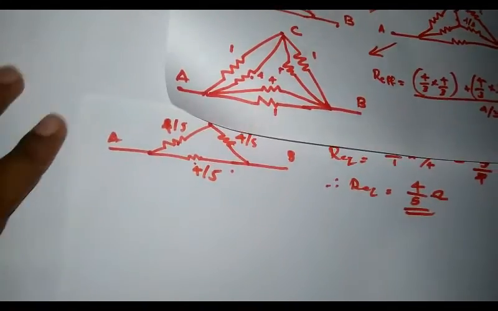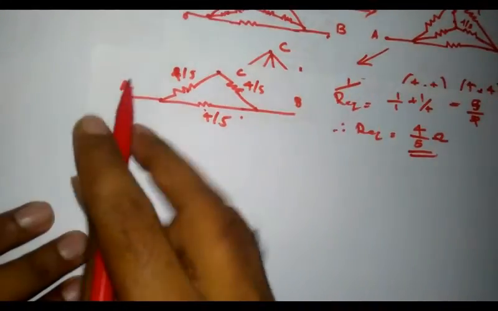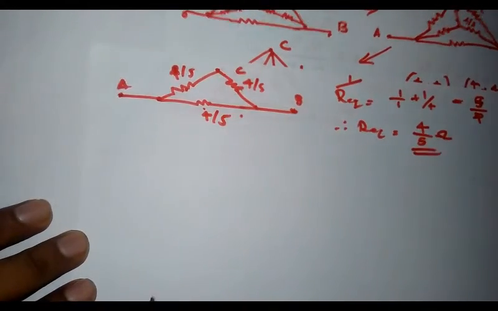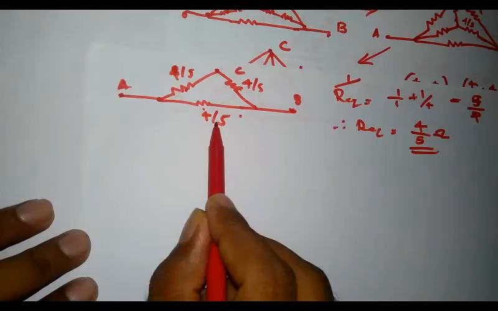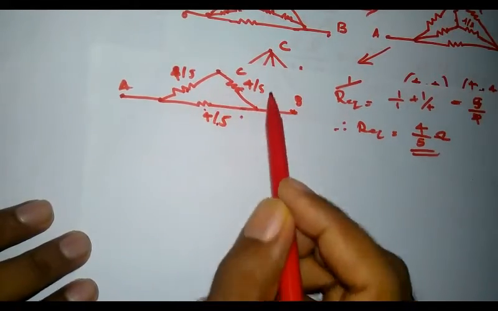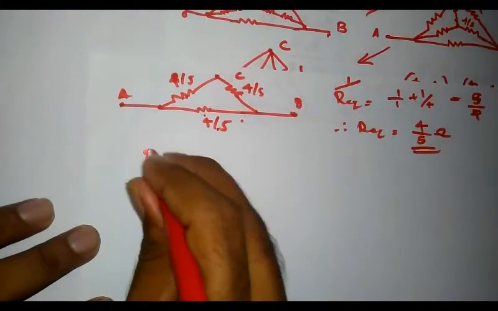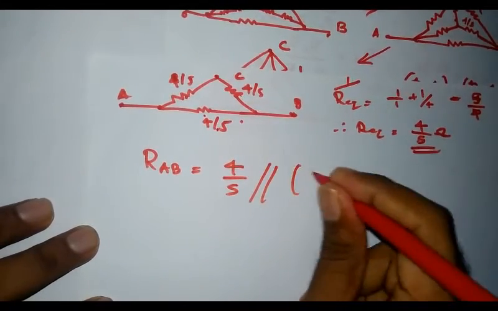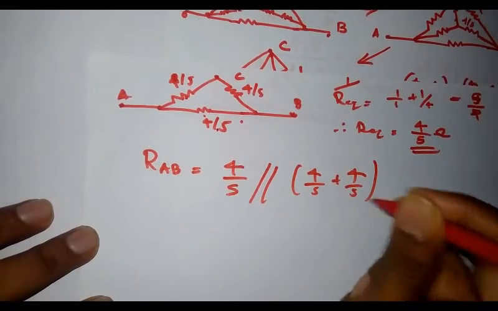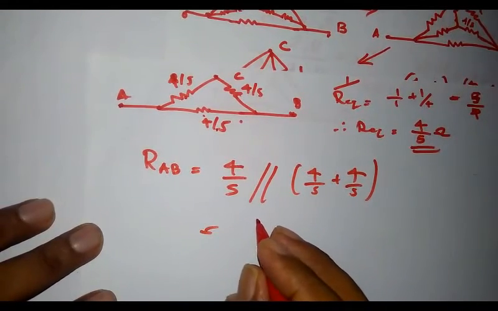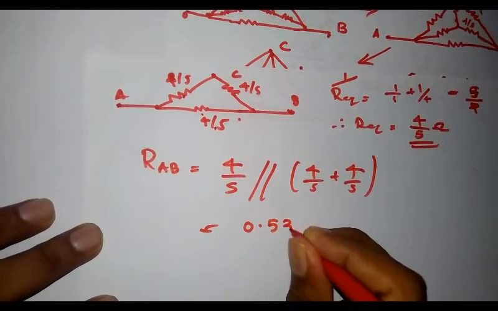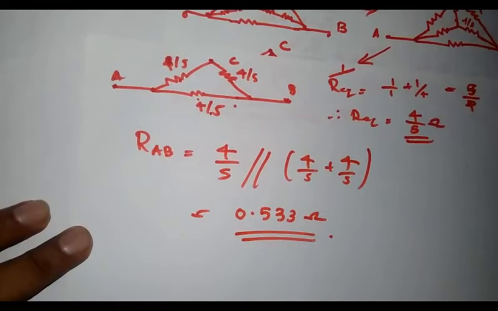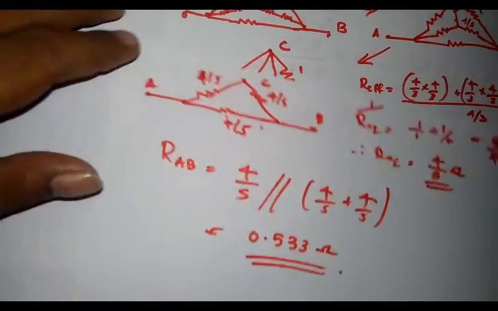Next, I have to determine the equivalent resistance between point A and B. By looking into the circuit, I can see that between A and B, there is a resistance 4 by 5 connected, and a series arm of 4 by 5 and 4 by 5 is connected. Therefore, the equivalent resistance RAB is given by 4 by 5 in parallel with 4 by 5 plus 4 by 5, and that is equal to 0.533 ohm. Therefore, the equivalent resistance between A and B is 0.533 ohm.